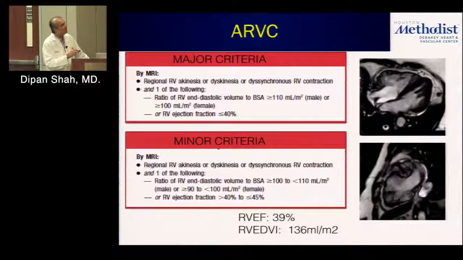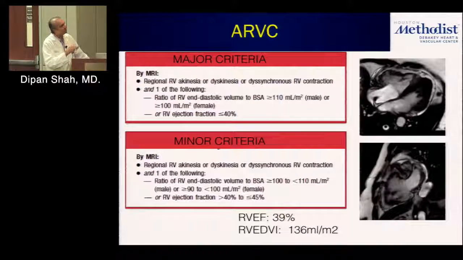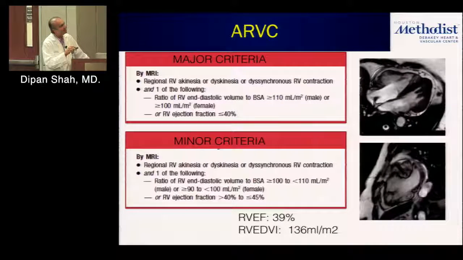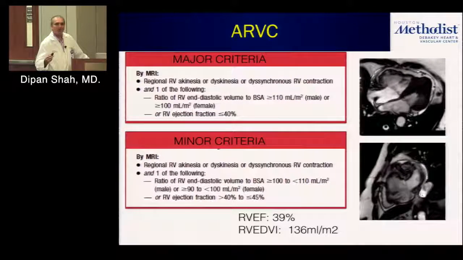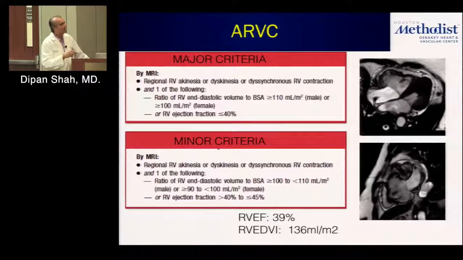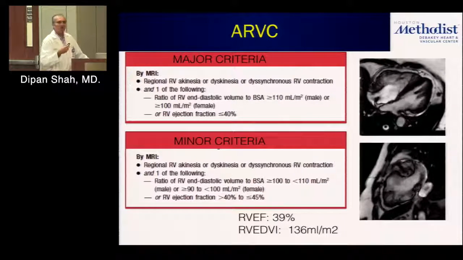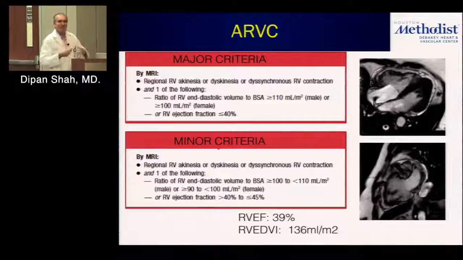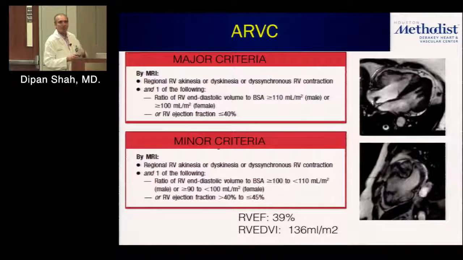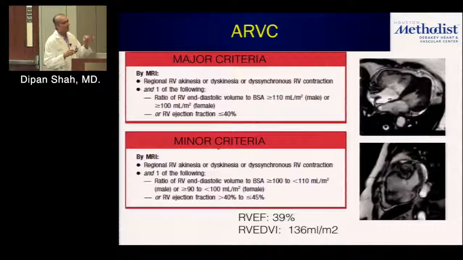So major criteria, notice both of these start out with this first statement right here, which is regional RV akinesis or dyskinesis or dysynchronous RV contraction. What that means is you've got to have some abnormality in wall motion in the right ventricle before you start looking at these other criteria. And so in the past, when people would talk about trying to look for fatty infiltration using T1 weighted techniques and things like that, those are all taken out. And the reason for that is there's too many false positives. The first thing you've got to have is abnormal contractility or abnormal motion.